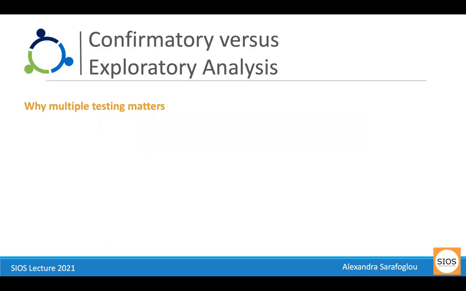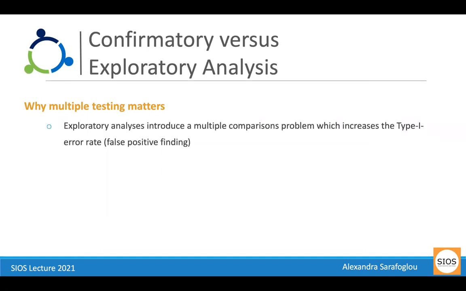Okay, so now we're going to get a little bit into the topic of why this kind of multiple testing or repeatedly using the data is an issue. And as I said before, exploratory analysis introduces this multiple comparisons problem, which increases the type 1 error rate. So the probability that we find a false positive finding. And in psychology, we set our maximum allowable probability to make a type 1 error at 5%. This is sort of the standard right now.